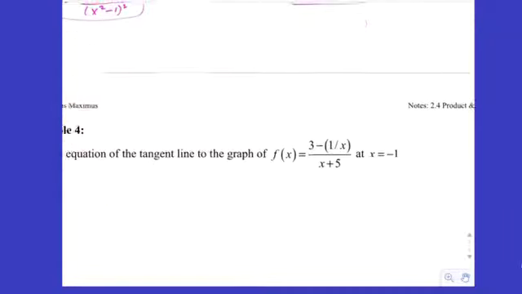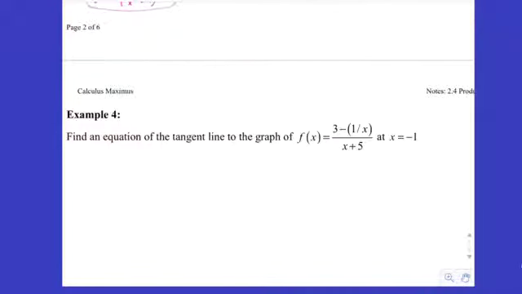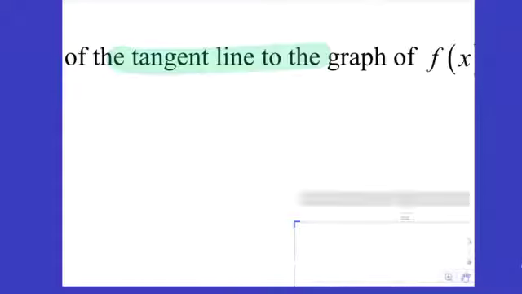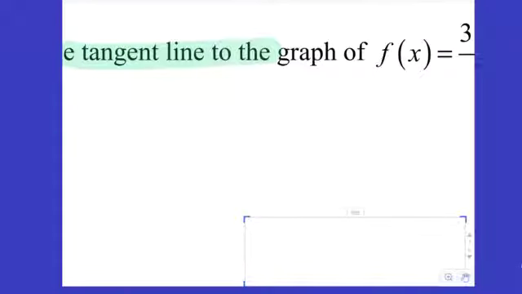All right. Let's jump to example 4, a little application. Find the equation of a tangent line to this graph at x equals -1. To write the equation of a tangent line, we need a slope and a point. We need a slope and a point.